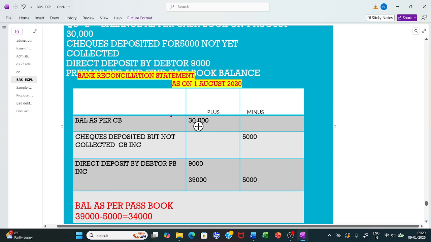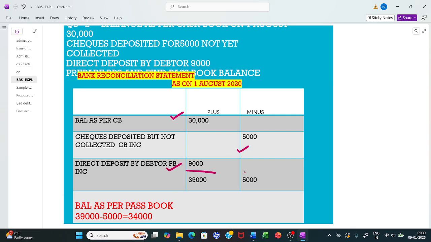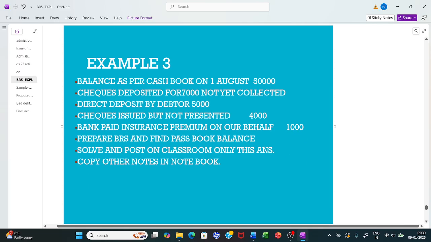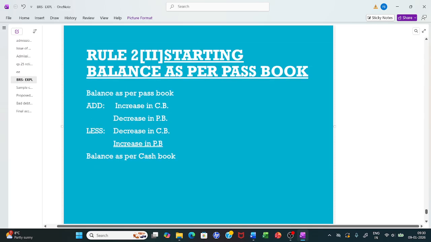So balance as per cash book, nothing given, is favorable. Checks deposited, we decided to put in minus, and the direct deposit had to be added. So this column total is 39, this column is 5. 39 minus 5, 34,000, is the balance as per passbook. Nothing is given, so this is considered favorable. Plus is more than minus, so this is also considered a favorable balance. There are other examples also.